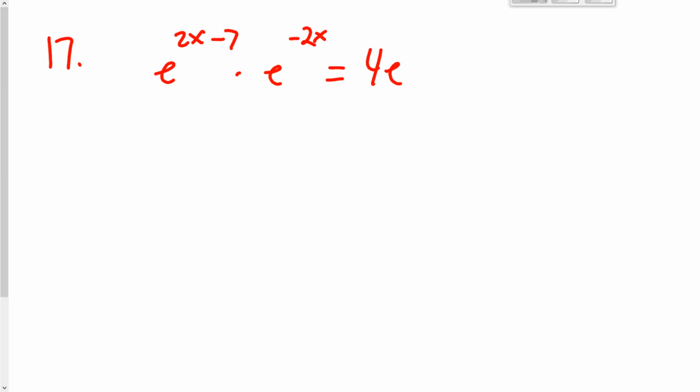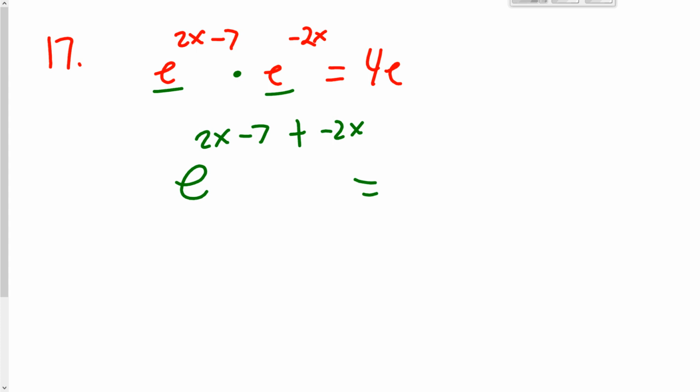So let's go ahead and do number 17. This one is a little bit trickier than the one we did. But remember, when we multiply by the same base, we can go ahead and add exponents. So I'm keeping that same base, and I'm taking 2x, and I'm going to x minus 7, and I'm adding a negative 2x. Okay, so I'm adding a negative 2x.